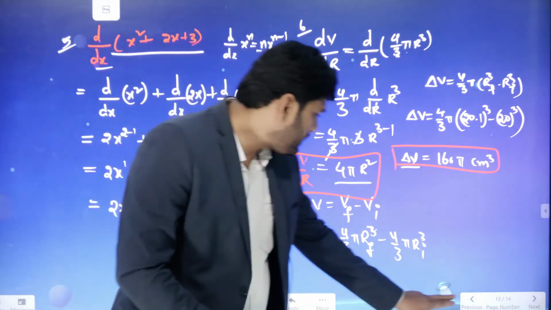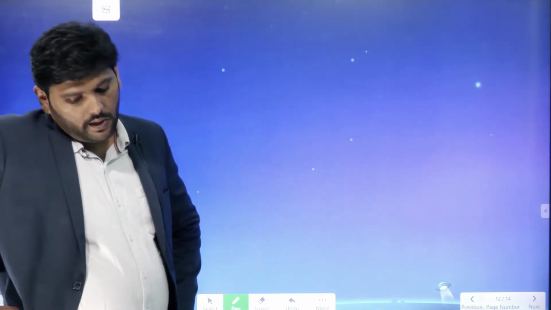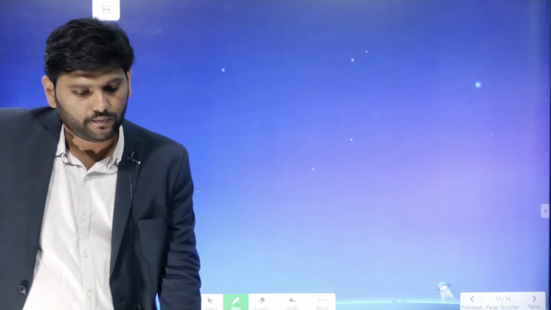I'll go for the next question here. The seventh question. At the point (1, 2) on the curve y is equal to 2x cube, the gradient of the curve is increased k times as fast as x. Then find the k value. So simply they are asking for that k value.